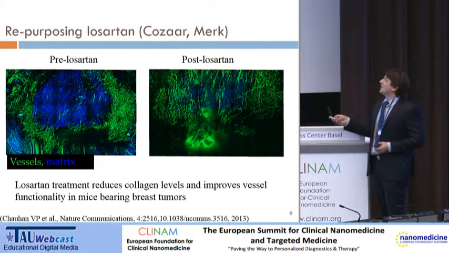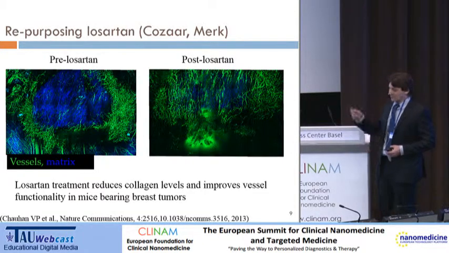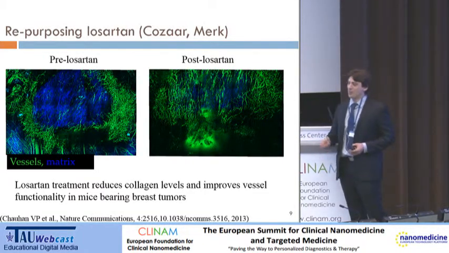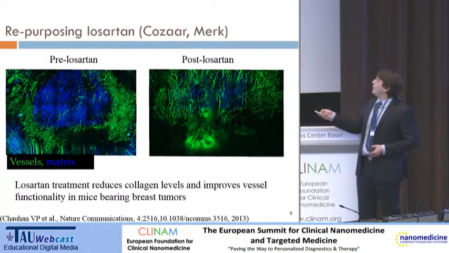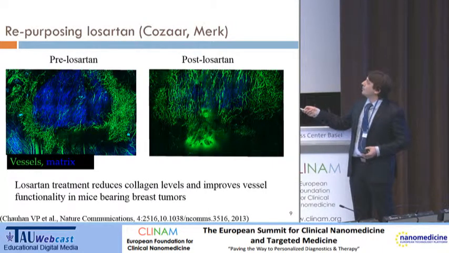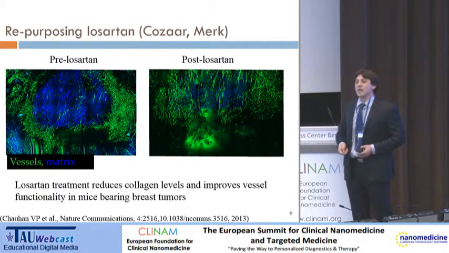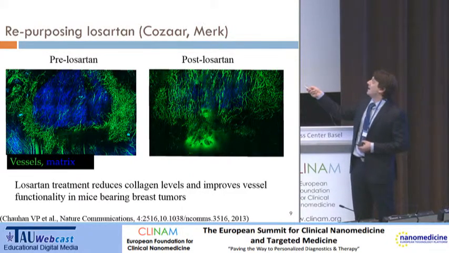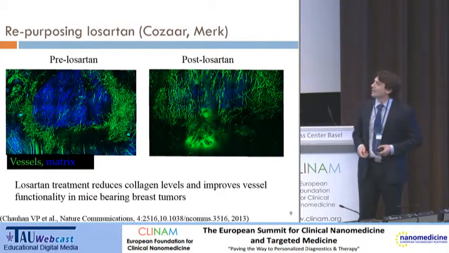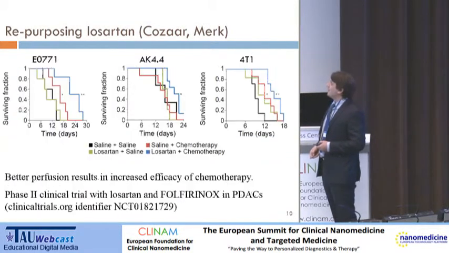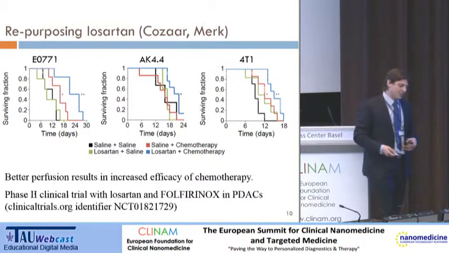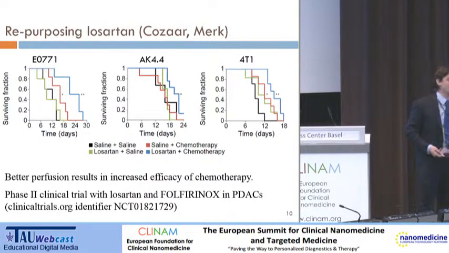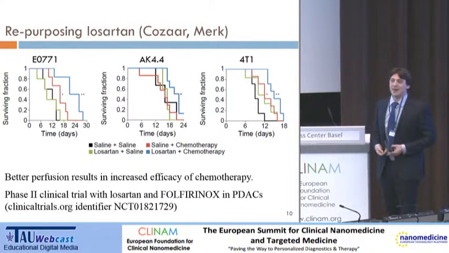So we repurposed losartan, and we see here two intravital microscopy images of the same tumor, of the same site, at two different time points, before and after treatment. The blue color shows the matrix, and the green color shows the vessels. So we have a lot of matrix, and we don't have functional vessels. After treatment with losartan, we see that the matrix goes down, the collagen and hyaluronic acid go down, and where there was matrix, now we see functional vessels that appear again. So we conclude that losartan has the ability to improve perfusion, but how is perfusion related to drug delivery and overall efficacy, which is what clinicians care about?